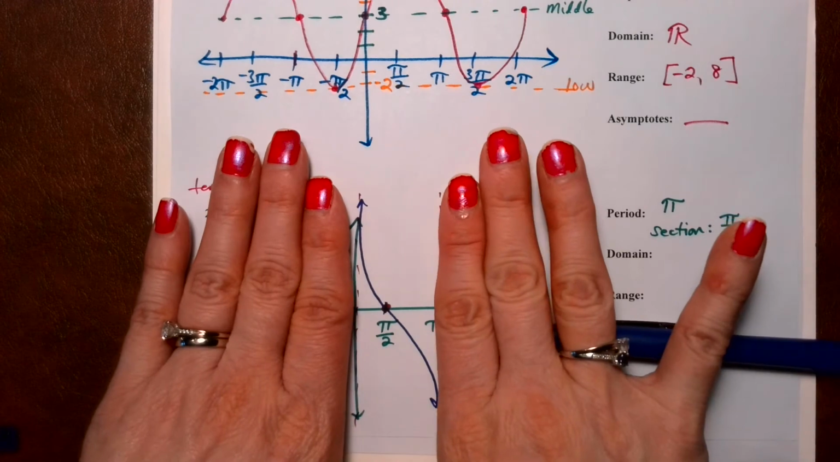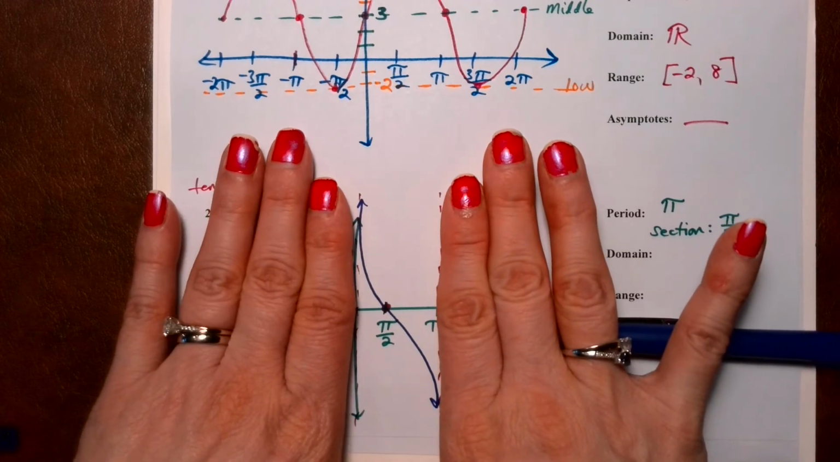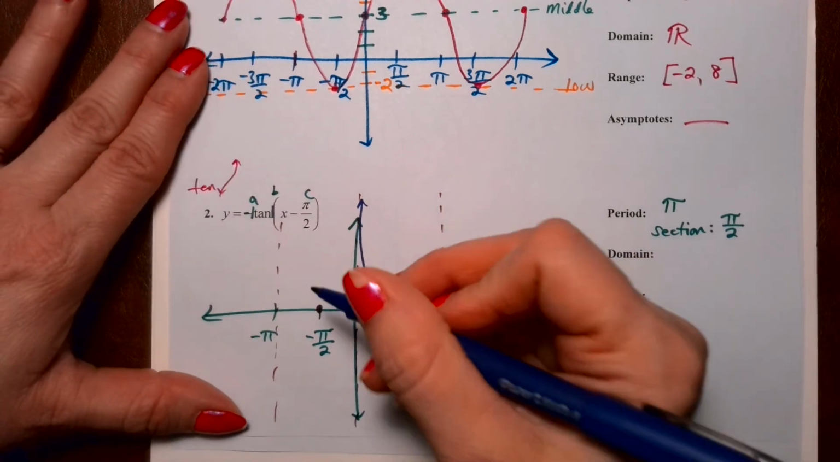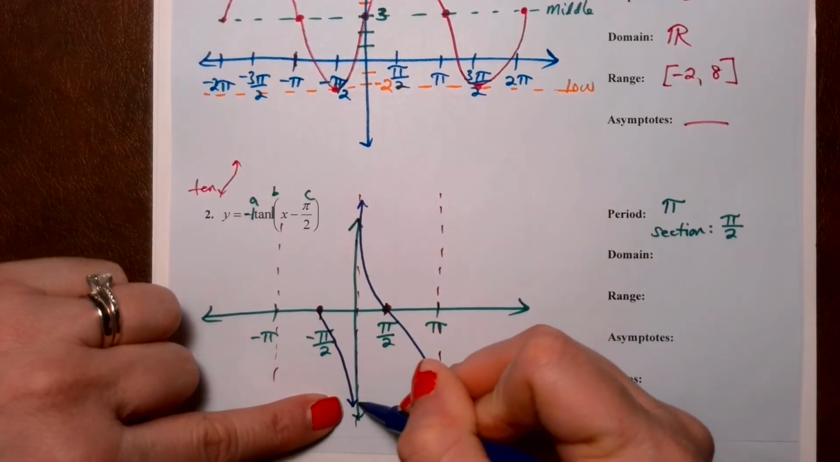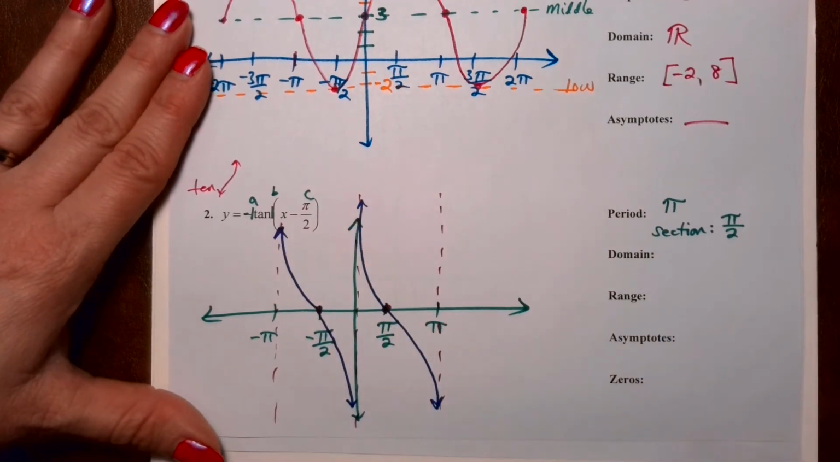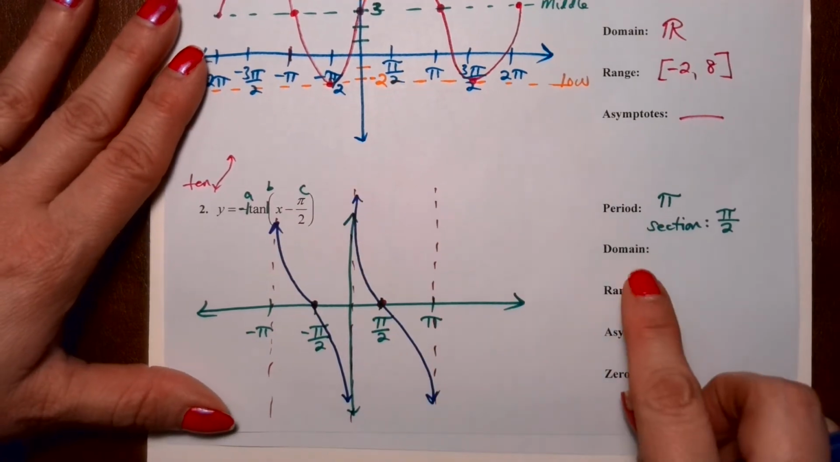Take a look at your hands. Does your graph get close to your hands? If you're drawing really wide sections, then you have to draw your graph wide. You have to approach this asymptote. There are 2 branches, so I've got the 2 full periods.